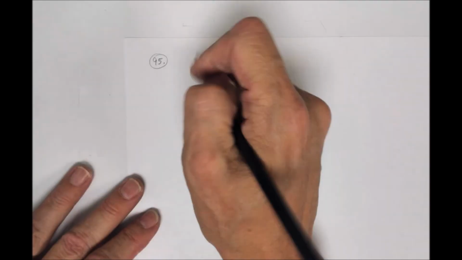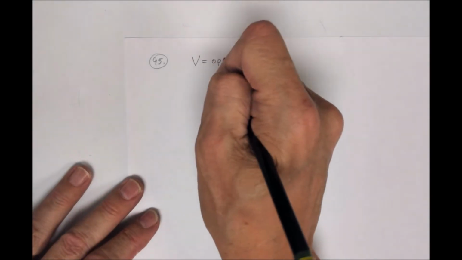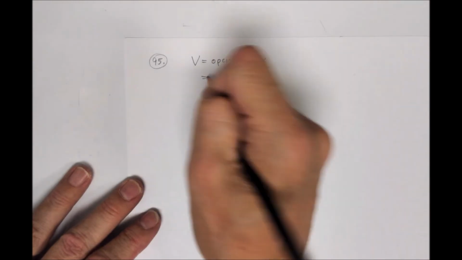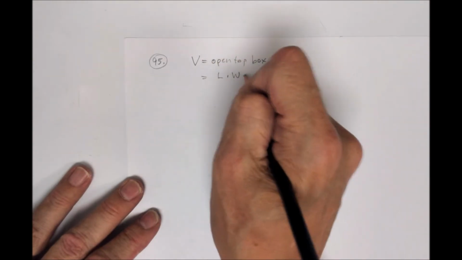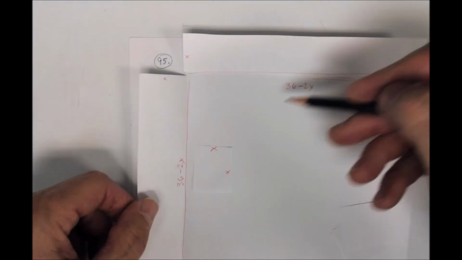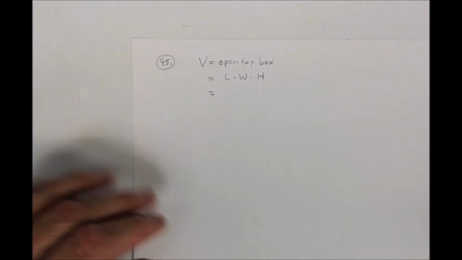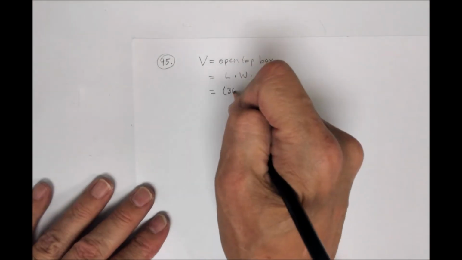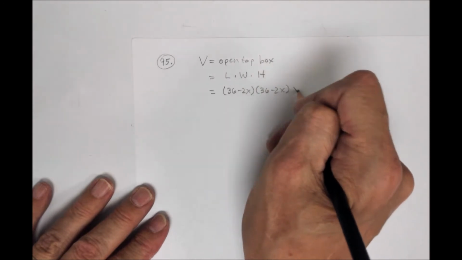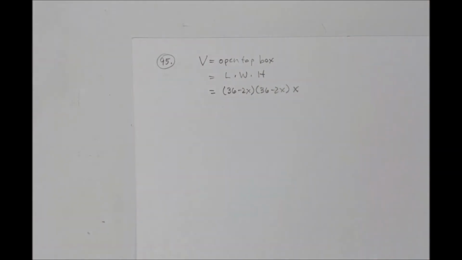The volume of this open top box is length times width times height. Now, I just said that the length and the width were both 36 minus 2x. The height is x. So this is 36 minus 2x, and this is 36 minus 2x, and this is x. So that's my volume right there.